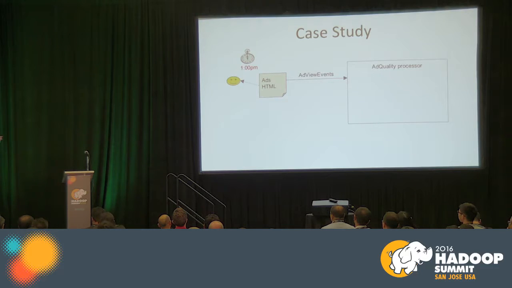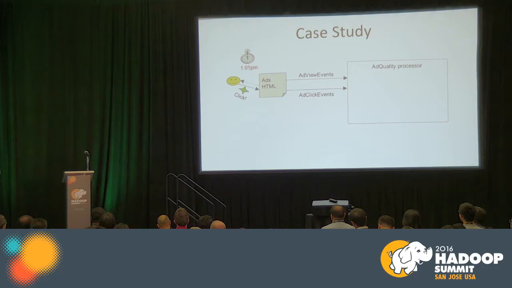Note that here, 1 p.m. is the event time. Basically it means when the ad was actually shown to the user, but the time that the ad view event actually arrives at the ad quality processor may be later because of the delivery. So let's define that 1 p.m. is the event time, and the time that the ad view event arrives at the ad quality processor is the system time. We'll refer back to that later.